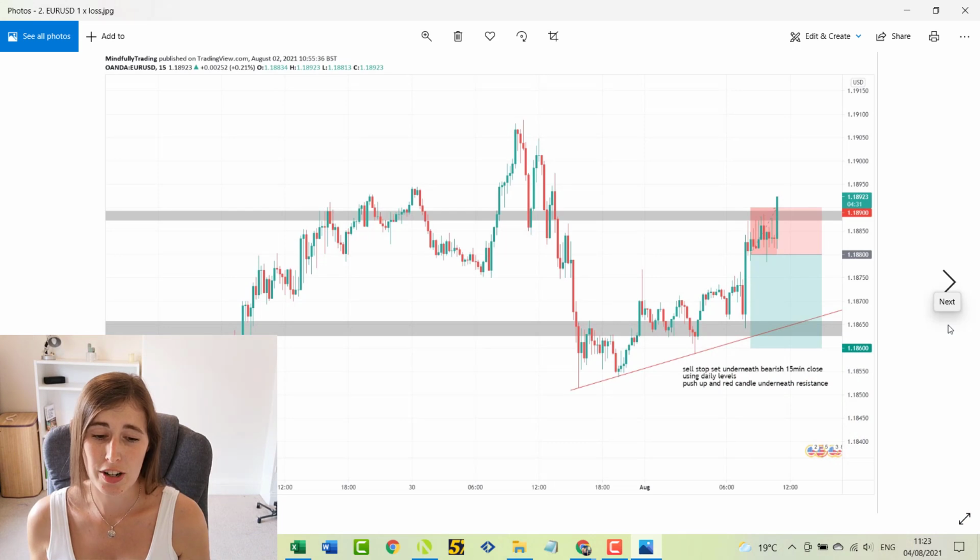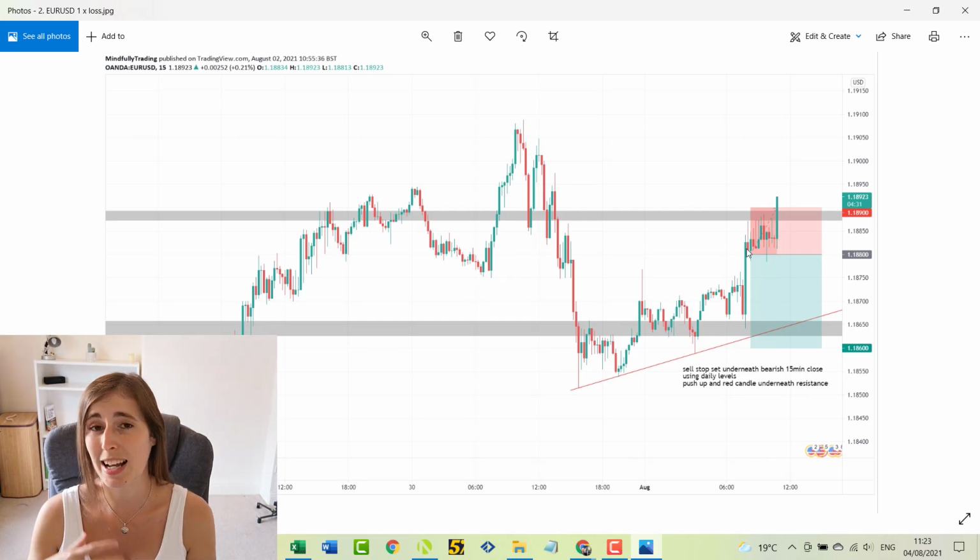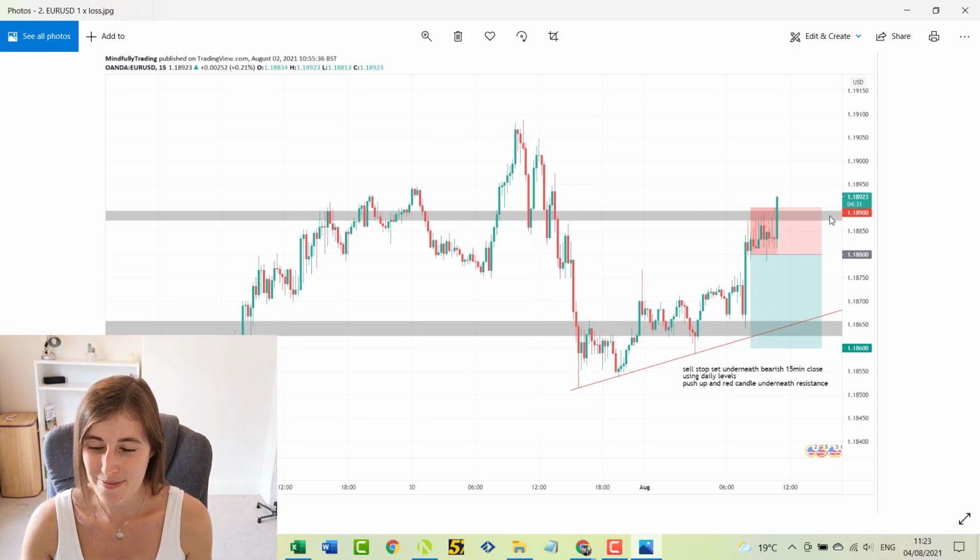Firstly, I took a trade on Euro USD using the 15-minute time frame, and I was looking to take a short. I was looking at this level here because I felt like it was coming up to this resistance level, that we'd broken the low and we were coming for a pullback, and I was aiming to get in on the move of what I thought would be down. But as you can see, the trade went against me and hit my stop, and that was that.